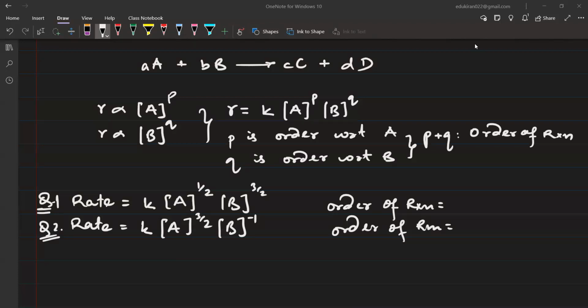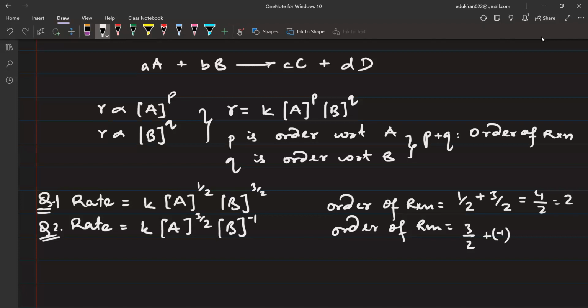Oh my God, you don't know how to add fractions or what? See, order of reaction for the first one, 1 by 2 plus 4 by 2. That will be equal to 2. Deborah, you did not give me any answer. Now, why are you here then? Order of reaction, 3 by 2. Here you have -1, so it will be -1.